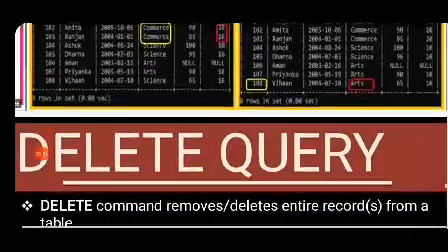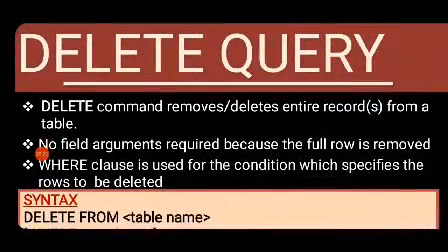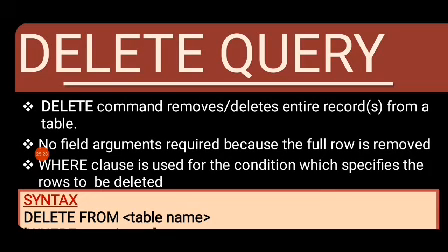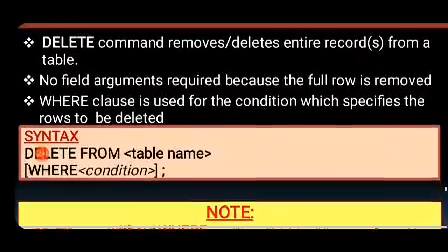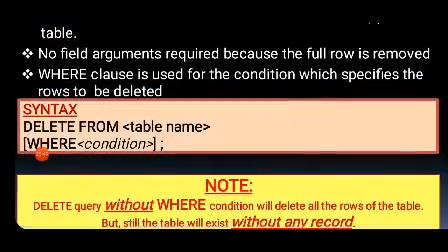Moving to the next, we have the DELETE query. This command removes and deletes an entire record from a table. No field argument is required because the full row is removed. The WHERE clause is used for the condition which specifies the rows to be deleted. Now, let us see the syntax: DELETE FROM table name WHERE condition.